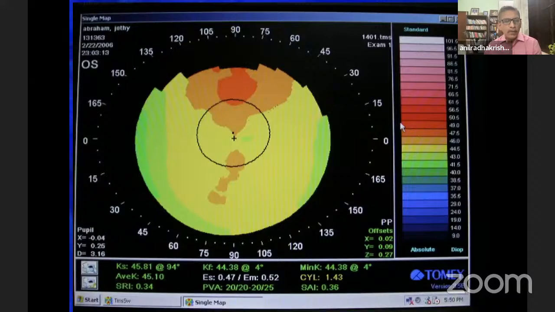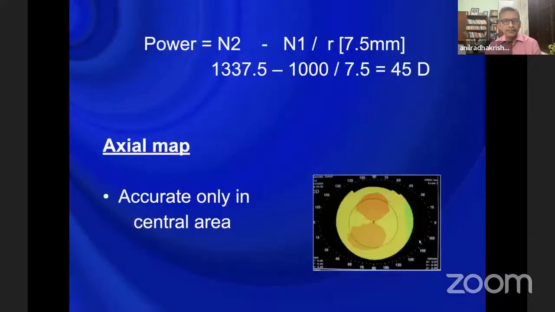This is an old TMS machine that is being shown. In that, the first thing that you should look at is the K1 and the K2 values. Ks and Kf are shown here. Then the cylindrical value. Then there are two values called the surface regularity index and the surface asymmetry index. The importance of those has actually faded away with the emergence of new modalities. Still, I'll describe them later.